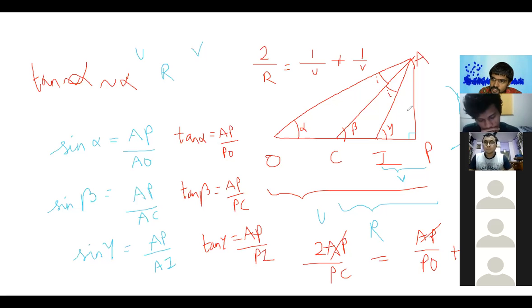Yeah. First, I said alpha, beta, gamma are in geometric progression. Sorry, arithmetic progression. What's the next thing I'm doing? I'm converting the angle into distances. I'm converting the angle into.